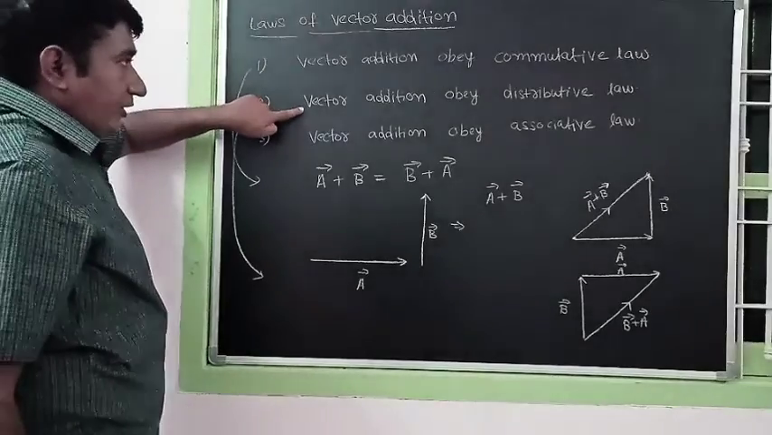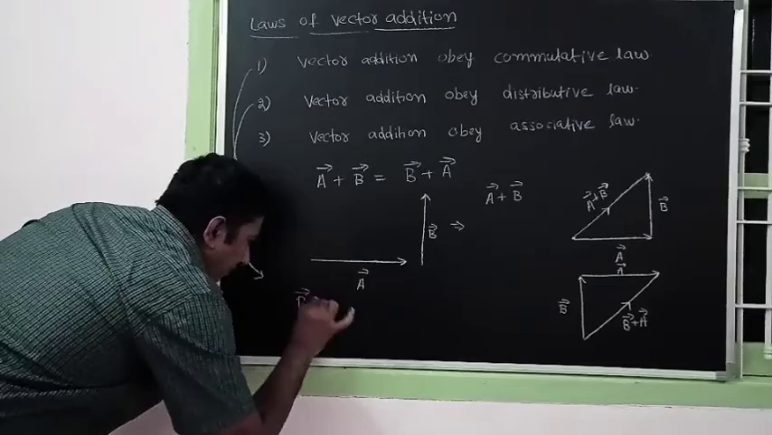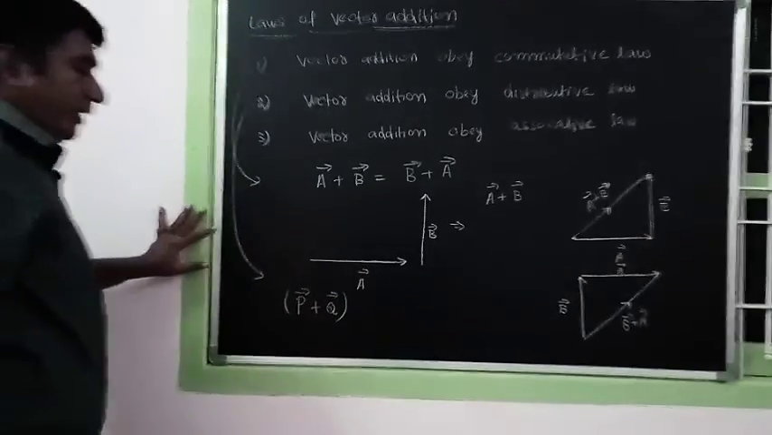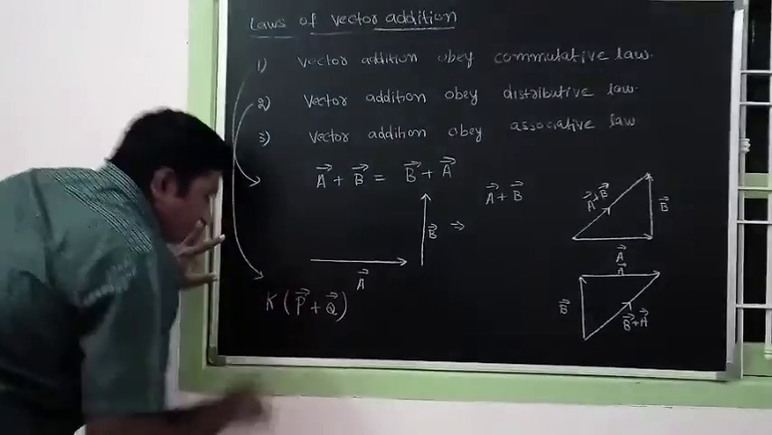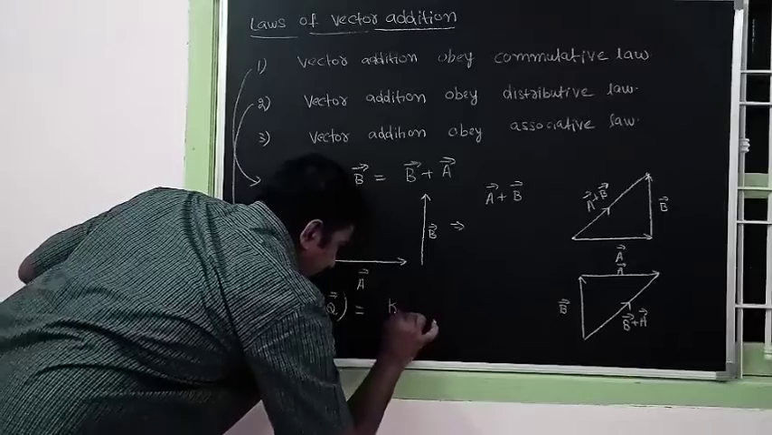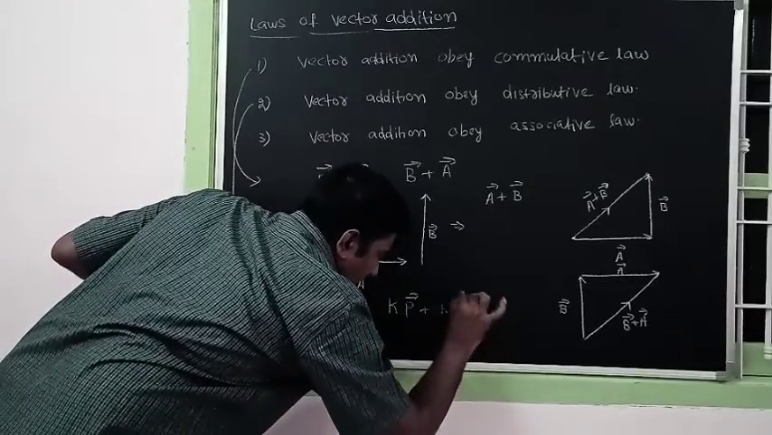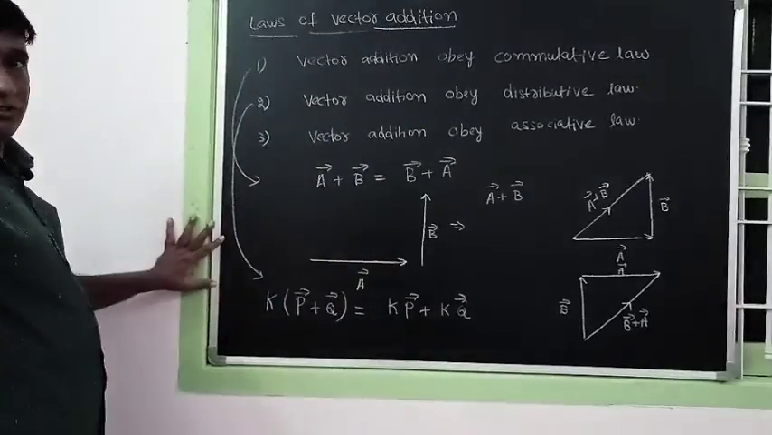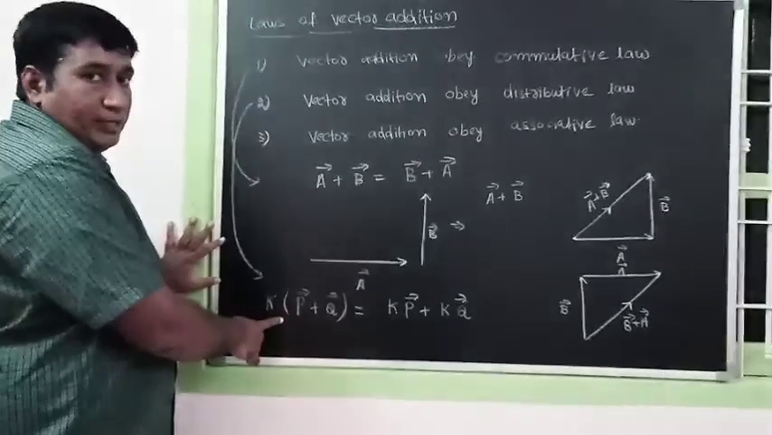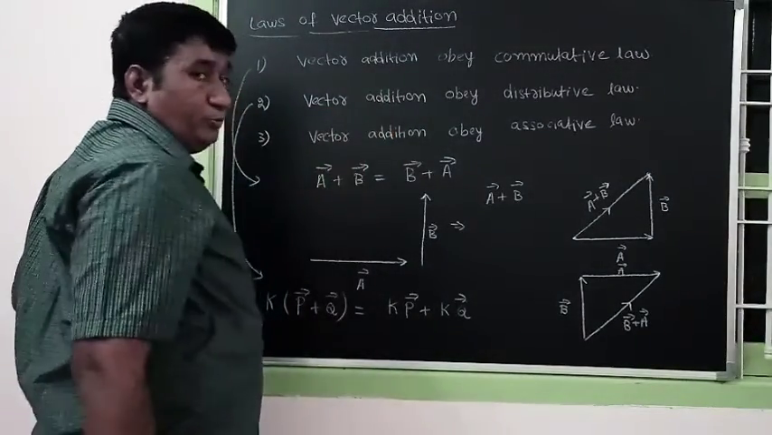Next one is vector addition obeys distributive law. I am considering two vectors, P vector plus Q vector. If it is multiplied by the scalar K, then we can write this as K into P vector plus K into Q vector. It does not change; it will be the same. It is just multiplying with respect to a number. So vector addition obeys distributive law.